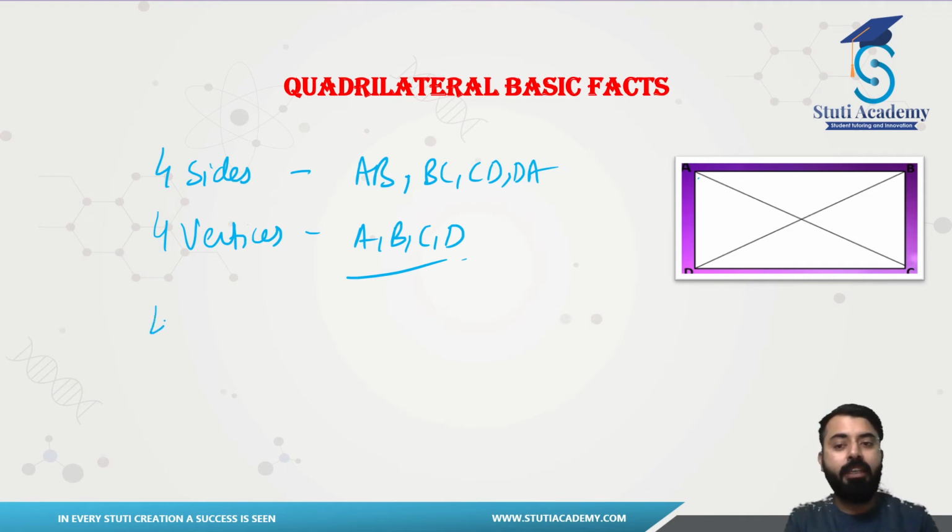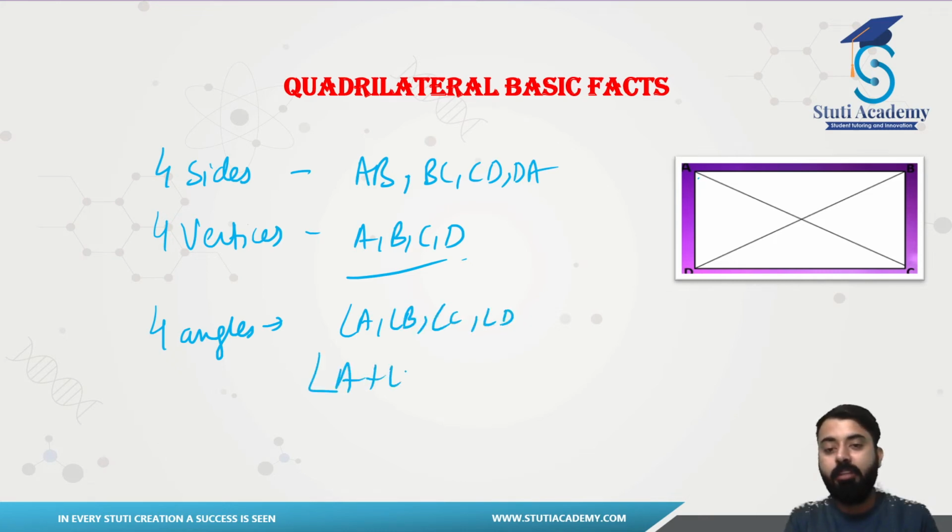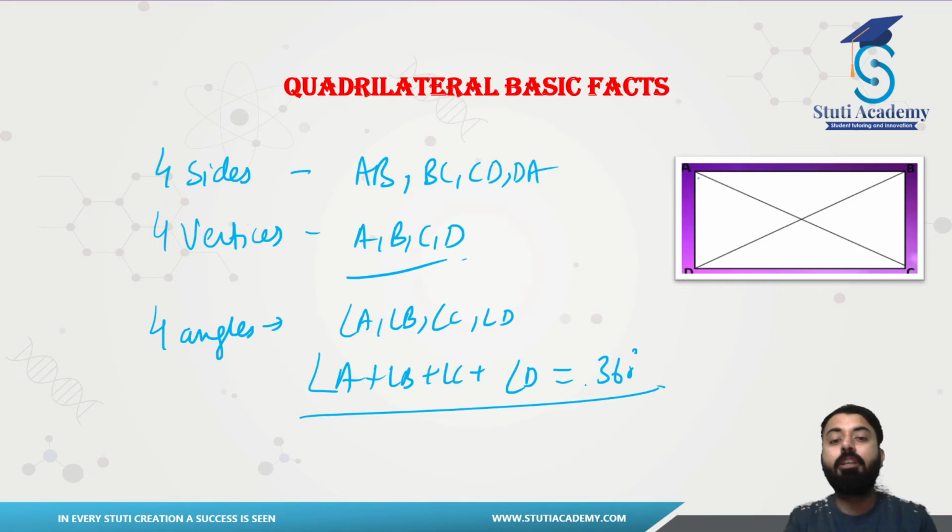Then we have four angles. So the four angles will be angle A, angle B, angle C, and angle D. And such that angle A plus angle B plus angle C plus angle D, if I add all of the four angles, their sum will be 360. So these are the basic facts regarding a quadrilateral.